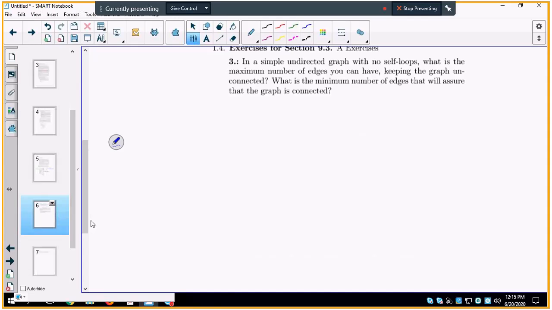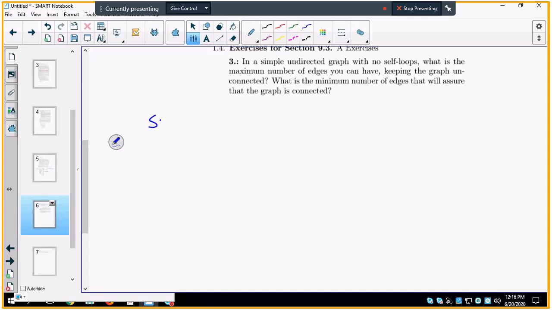So the graph that we just looked at is pretty similar to all of the graphs that we've seen so far, and that is to say it's simple enough to just find these paths by examining it. But if you have more and more vertices, it becomes less and less feasible to do it that way. So let's look at an exercise. In a simple undirected graph with no self-loops, what is the maximum number of edges you can have keeping the graph unconnected? So this kind of relates to what I was just saying. Let's find out what is the maximum number of edges we can have.